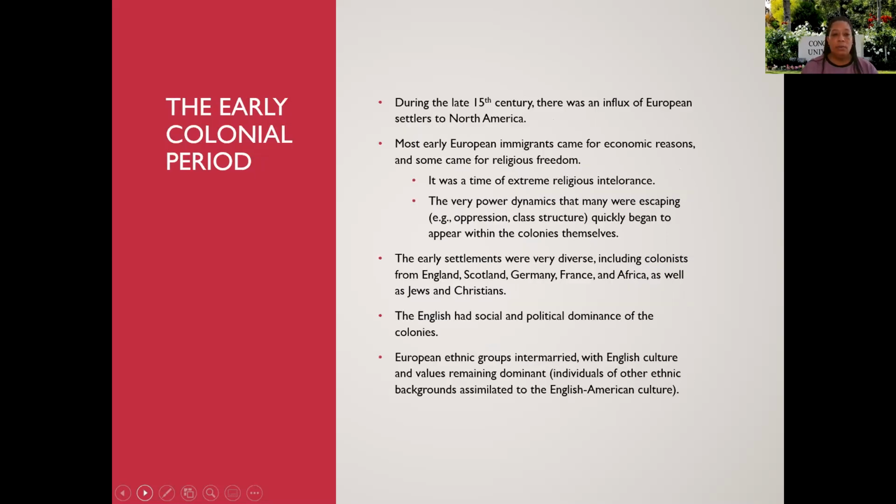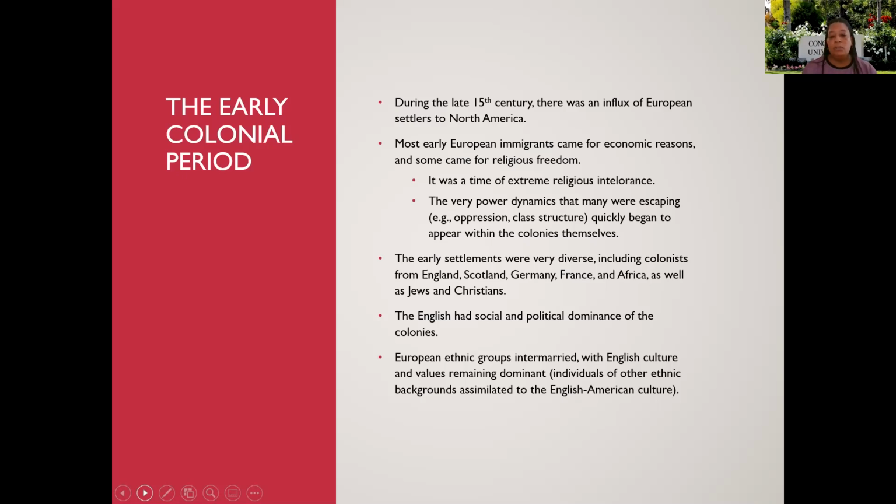During the early colonial periods, the late 15th century, there was an influx of settlers in North America. Most early European immigrants came for economic reasons, and some came for religious freedom. It was a time of extreme religious intolerance. The very power dynamics that the people were escaping, oppression and class structure, quickly began to appear within the colonies themselves. So the early settlers were very diverse and included colonists from England, Scotland, Germany, France, and Africa, as well as Jews and Christians.